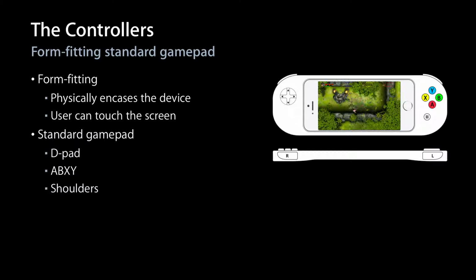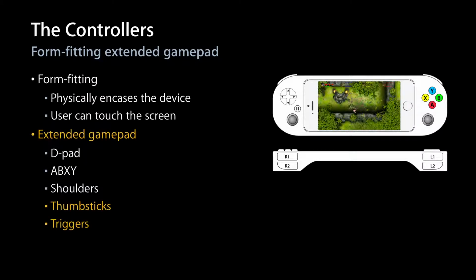Now, that's form-fitting. Standard gamepad refers to the buttons, the control layout. So a standard gamepad has a D-pad on the left, the A, B, X, and Y buttons over on the right with those colors and that pattern, and then two shoulder buttons that are on the front.